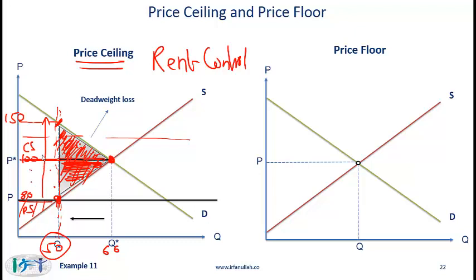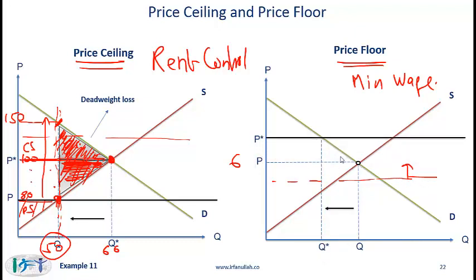On the right, we take a look at a price floor. A classic example of a price floor is minimum wage. Let's say that the equilibrium wage for unskilled labor is $6, and the government imposes a minimum wage. If the minimum wage is below the equilibrium point, then the minimum wage will not have any impact, because minimum wage means that the wage must be above the minimum. However, if the minimum wage is above equilibrium, then we will have a problem.